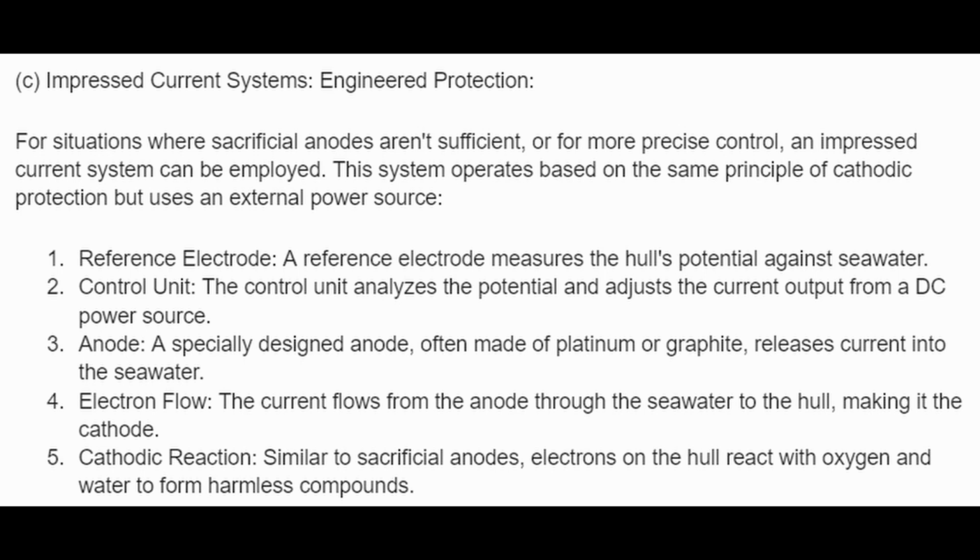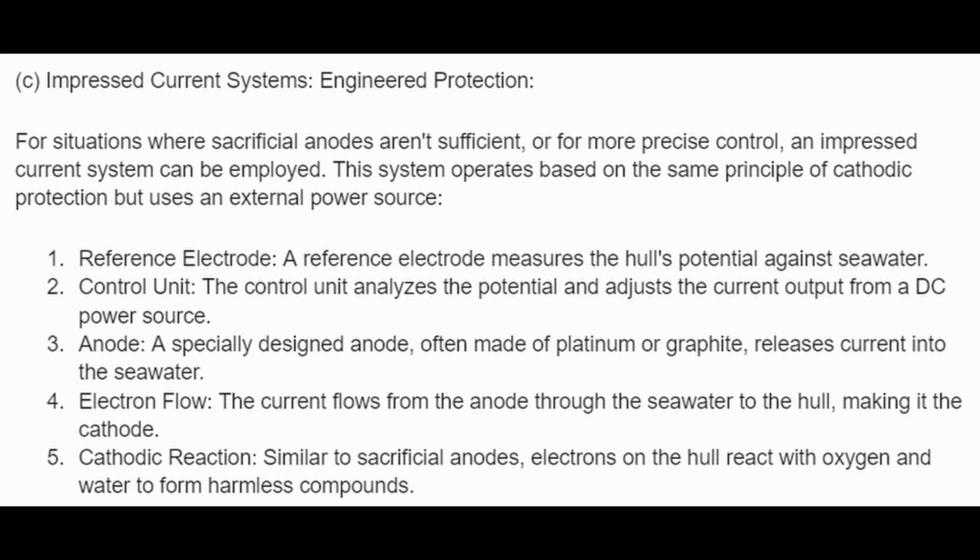For situations where sacrificial anodes aren't sufficient, or for more precise control, an impressed circuit system can be employed. This system operates based on the same principle of cathodic protection, but uses an external power source. 1. Reference electrode. A reference electrode measures the hull potential against seawater. 2. Control unit. The control unit analyzes the potential and adjusts the current output from a DC power source.